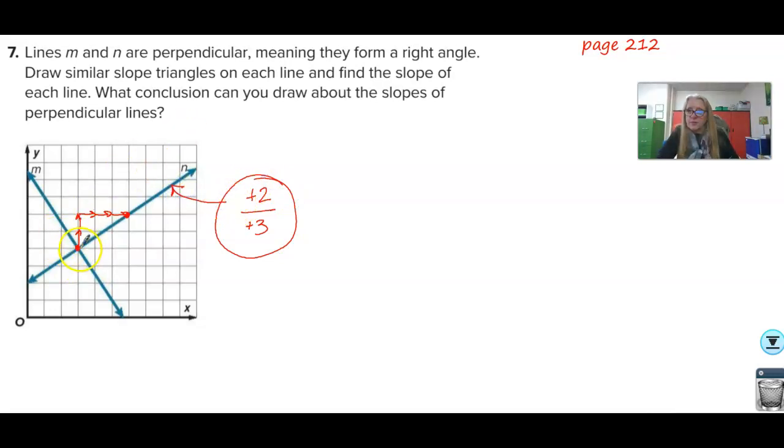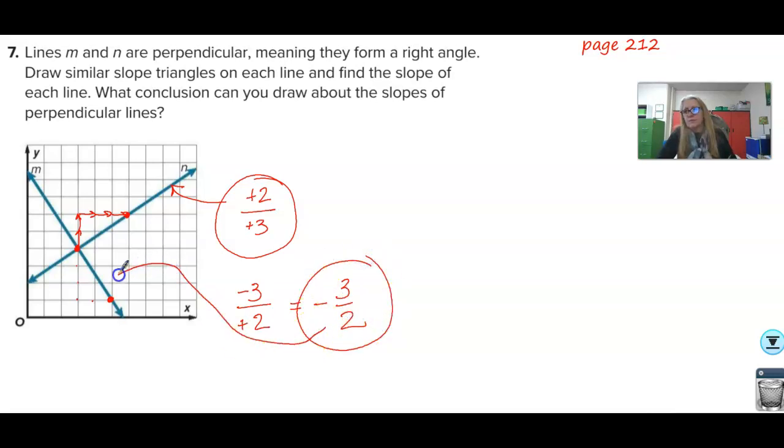Now let's find the slope of this line. Let's go from this point to this point. All right, starting from the left point, we have to go down 1, 2, 3. So we went down 3, and then from here we went right positive 2. So this line has a slope of negative 3/2.